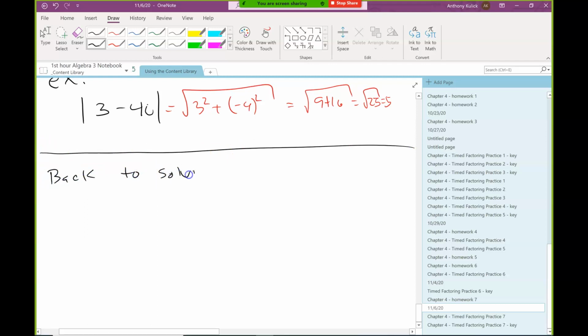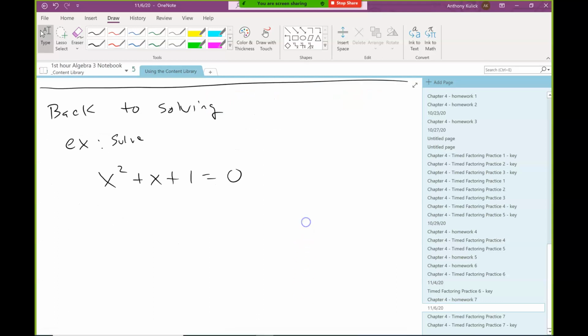So back to solving. So now we can finally deal with situations like this. This looked identical to one of the situations we've seen before, right? In fact, I asked you to factor this in the homework. Well, I can do this now by using the quadratic formula.